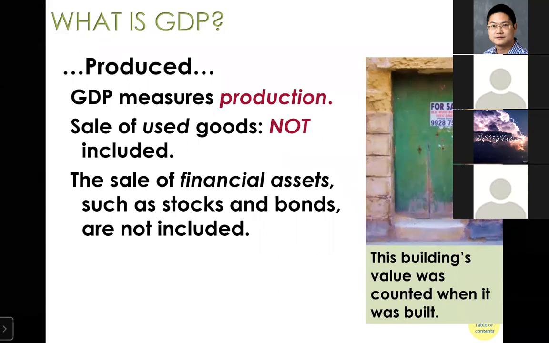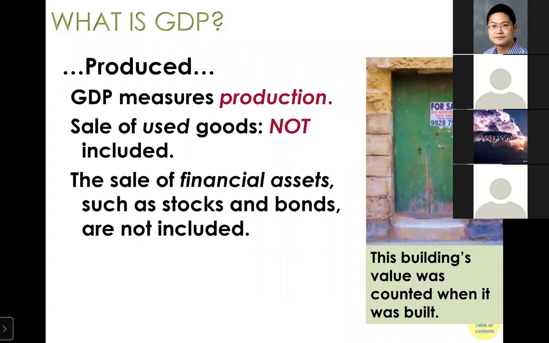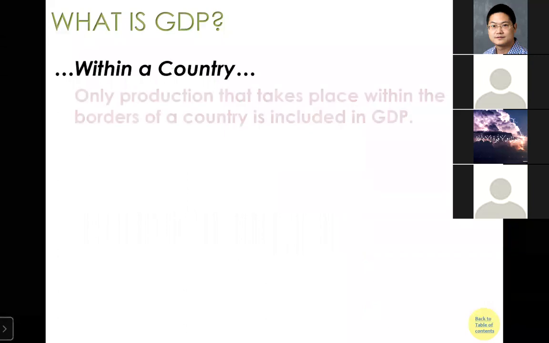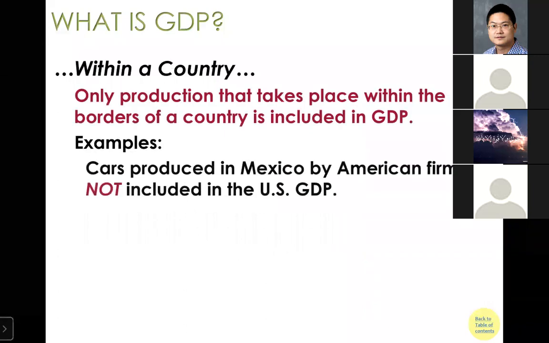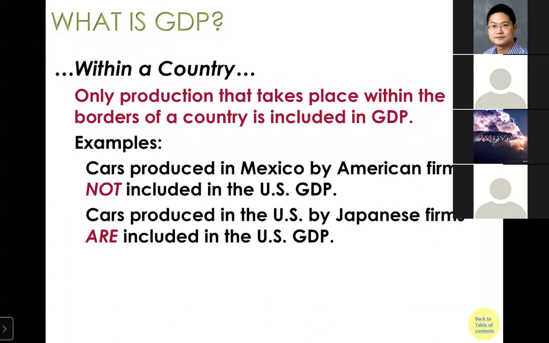And similarly, if you bought some stocks through TD Ameritrade, the stock itself doesn't count as GDP. However, you may pay a small fee to TD Ameritrade. So that fee will show up as GDP because that's the service we produced in the current period, right? And then it must be within a country. This is a geographical notion. GDP is a geographical notion, right? So here we have two examples to show you how we treat GDP, right?